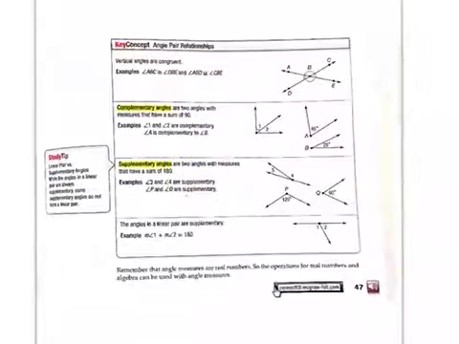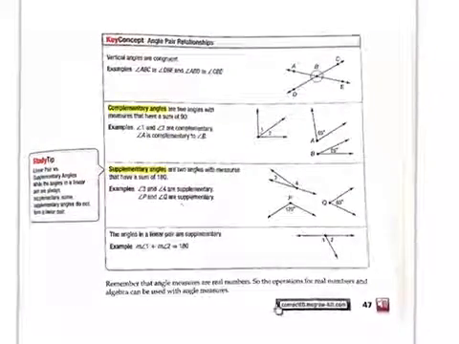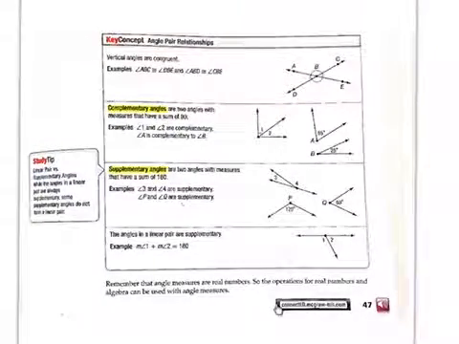Okay, other terms here that you need to know. We talked about this in class a little bit. Complementary means they have to add up to equal 90. Supplementary means they have to add up to equal 180. So if they form a line, then they are going to be 180 degrees because the line is a straight angle, which is 180.